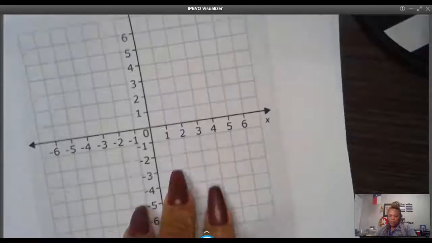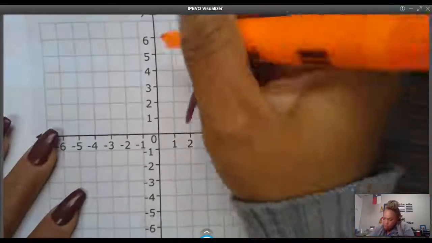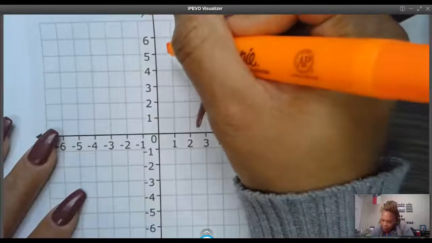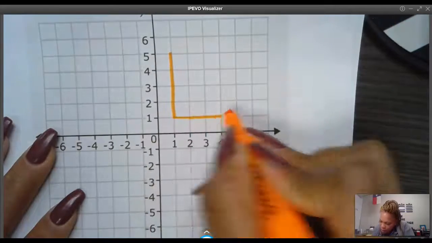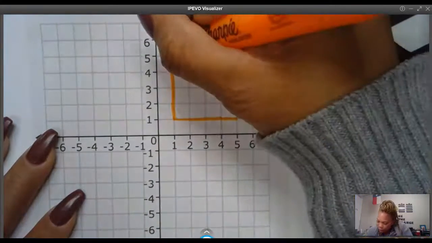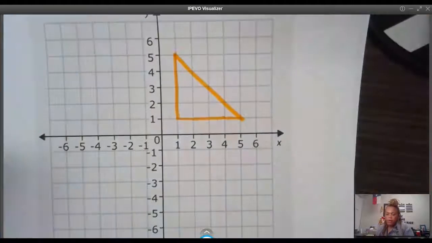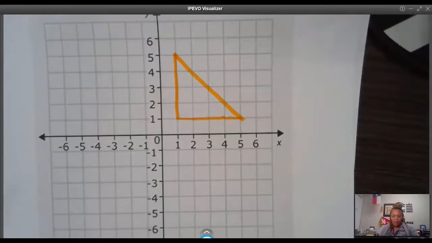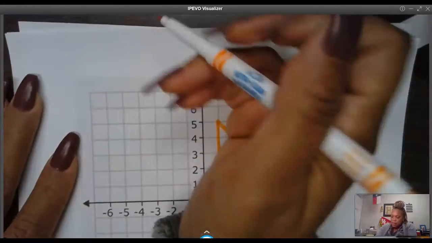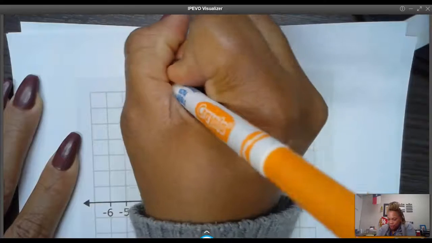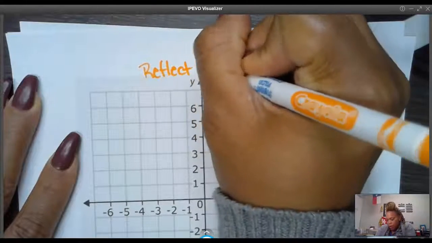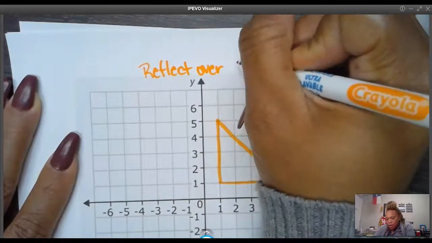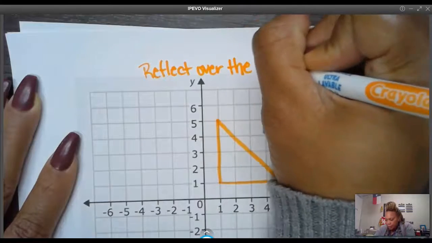So I'm going to start with the same image that I had at first. What was that? 5, 1, 5. Okay. So I like to start with the same image that we had, but this time we will reflect over the x-axis.